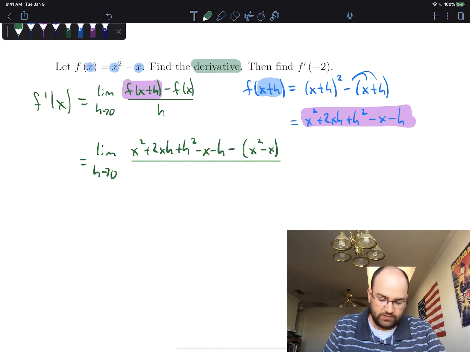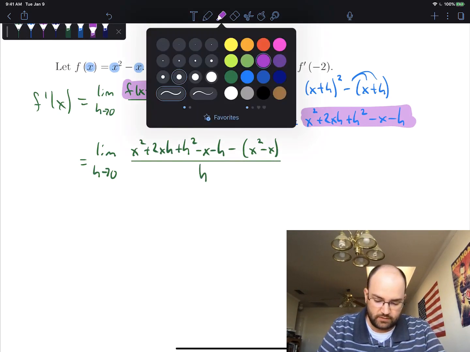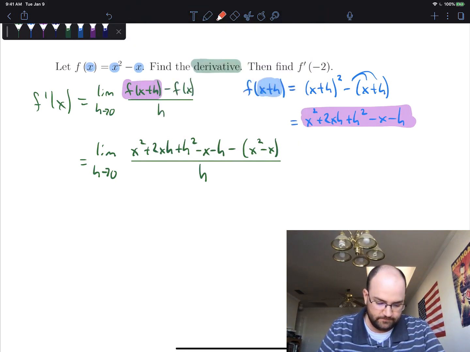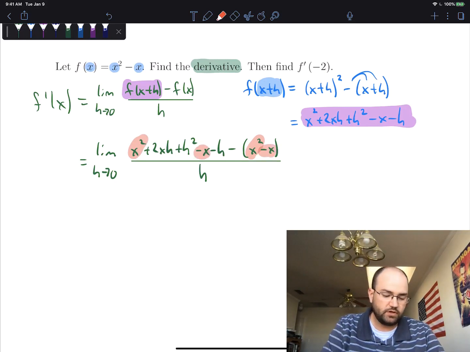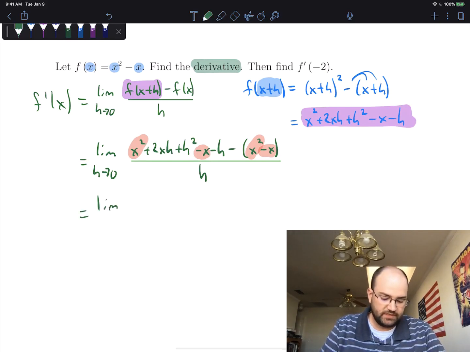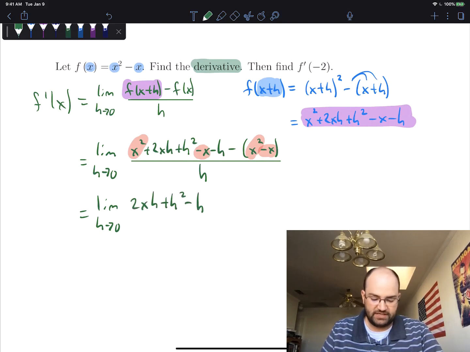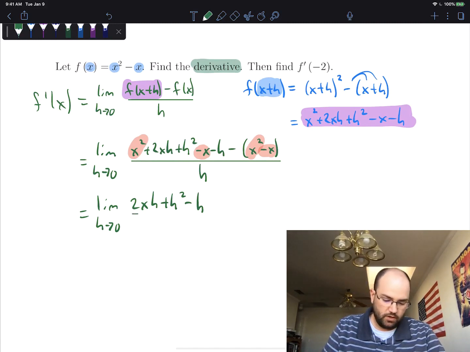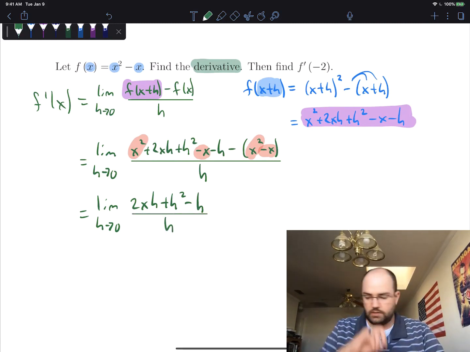Now the reason that we need to do that is because now this is telling me, let's use a different color here, let's use red, that the x squareds here and here will cancel, and the negative x's here and here will cancel. So they're gone. So this is giving me the limit as h approaches 0 of 2xh plus h squared minus h, then all over h.